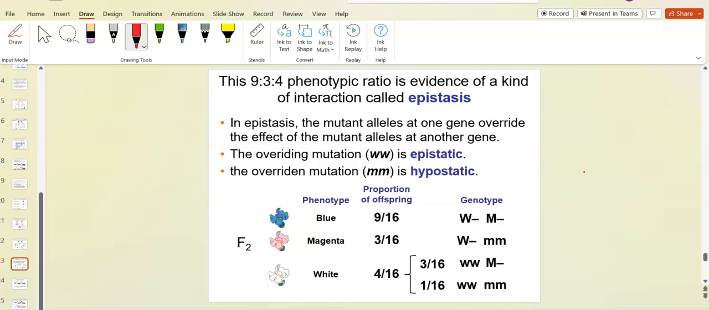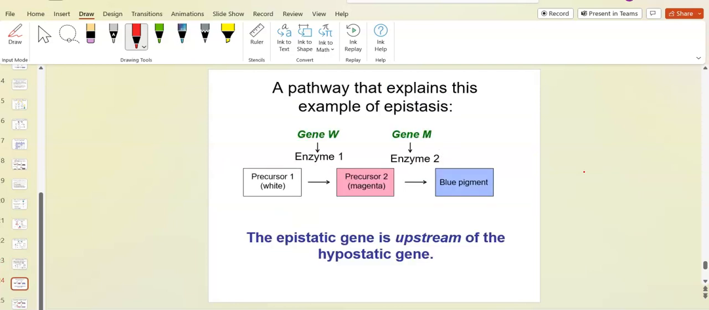But anyway, regardless, when we're talking about effects in a pathway, an epistasis pathway, the overriding mutation is what we call epistatic, and the overridden mutation is hypostatic. So in this case, let's say that we have gene W and gene M. So this is going to take white and turn it into magenta, and this is going to take magenta and turn it into blue.